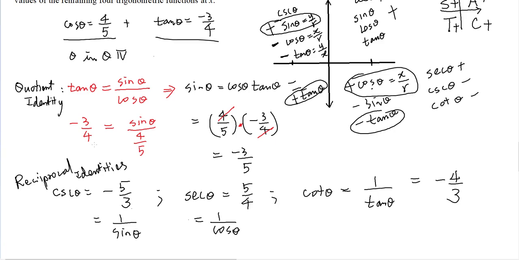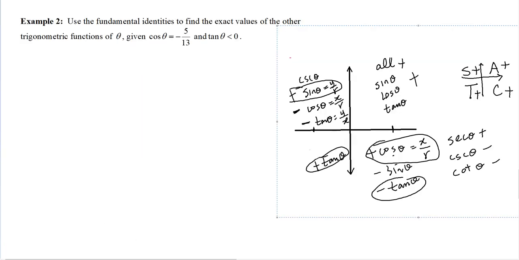And quotient identity. Now let's look at another example. The previous example had two trig functions given to you. Now again, I want you to pay attention. It says use the fundamental identities, which means all the identities I just mentioned: reciprocal, quotient, and Pythagorean identity. And this time, instead of giving two trig functions, it's giving only one function.